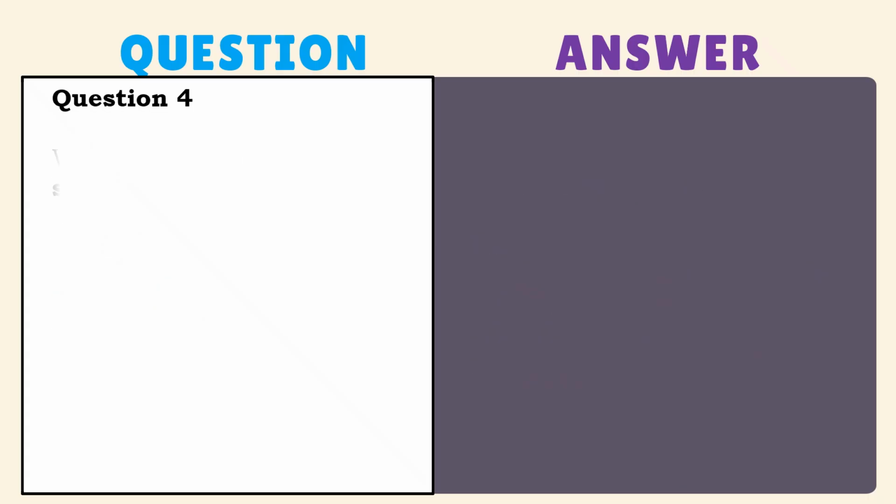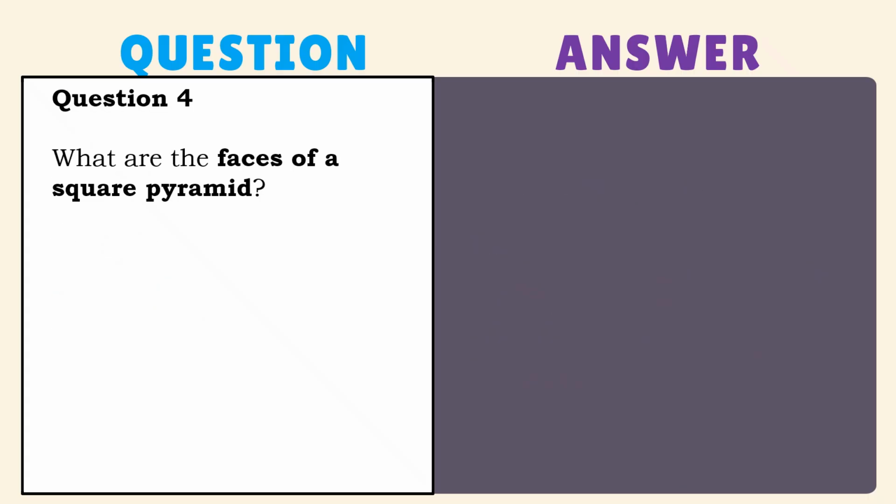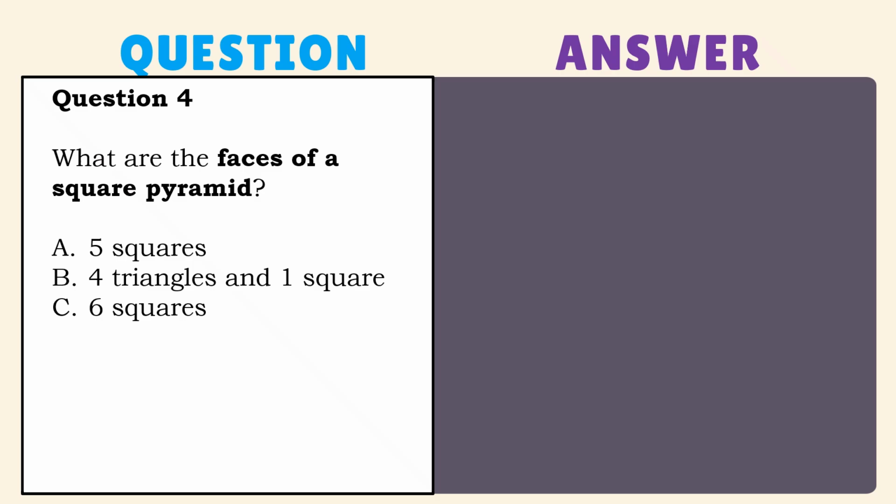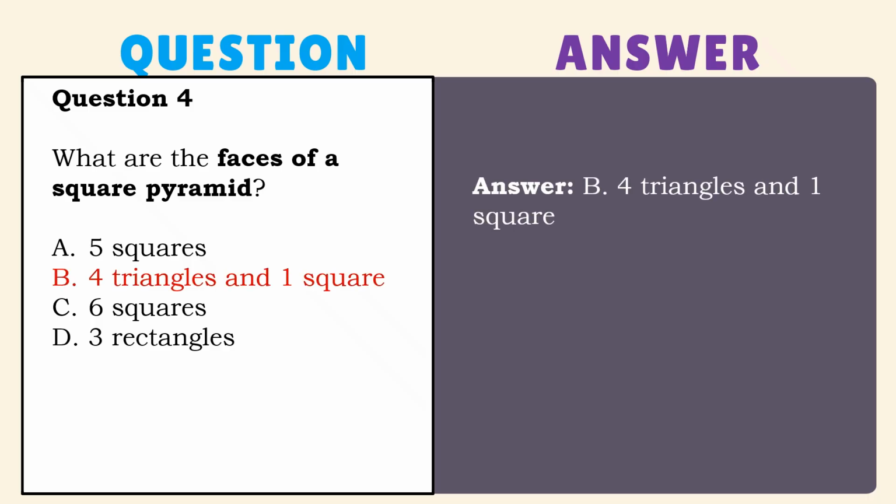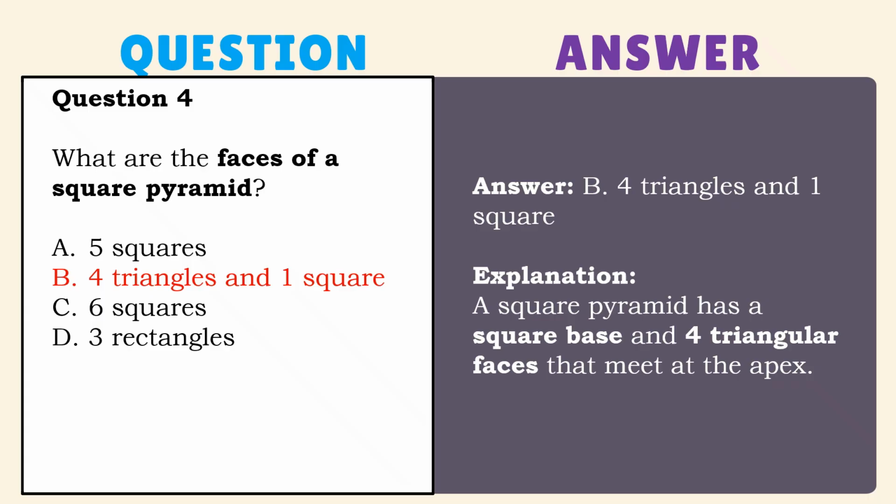Question number 4. What are the faces of a square pyramid? A. 5 squares, B. 4 triangles and 1 square, C. 6 squares, or D. 3 rectangles? What do you think the answer? Alright, the correct answer is letter B. 4 triangles and 1 square. A square pyramid has a square base and 4 triangular faces that meet at the apex.